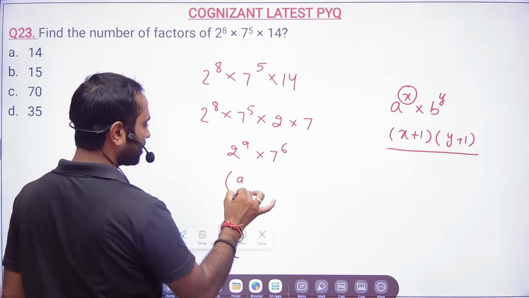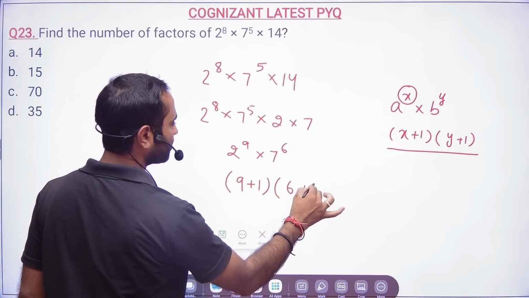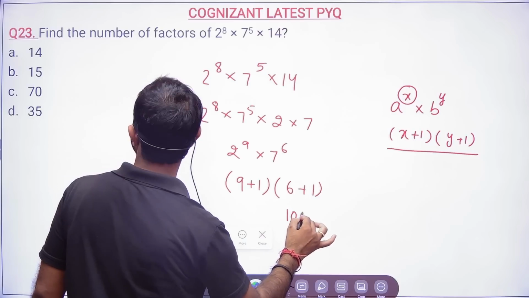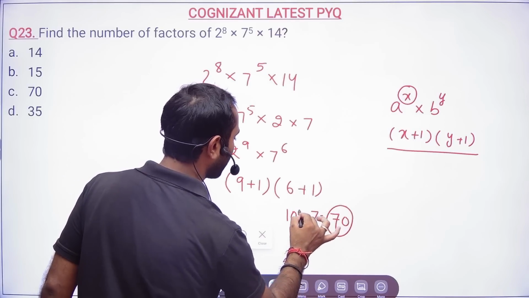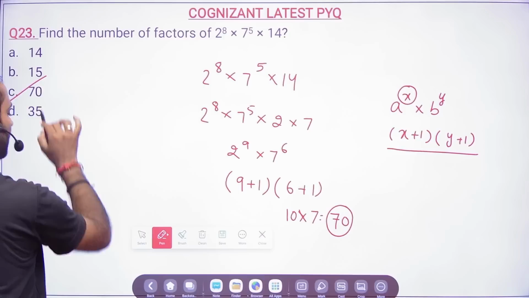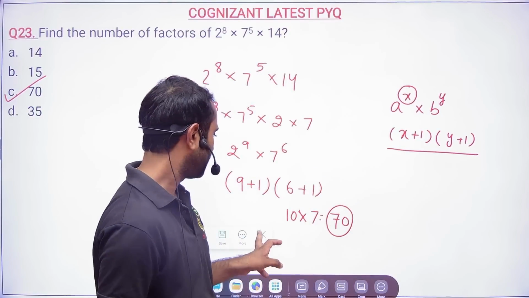So now the factors will become 9 plus 1 into 6 plus 1. So 10 into 7, and it is nothing but 70. So the total number of factors will become 70. Option C will become the correct answer for this particular problem, right?